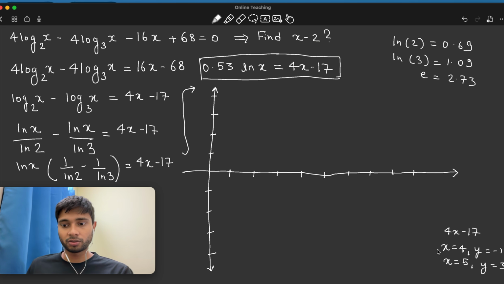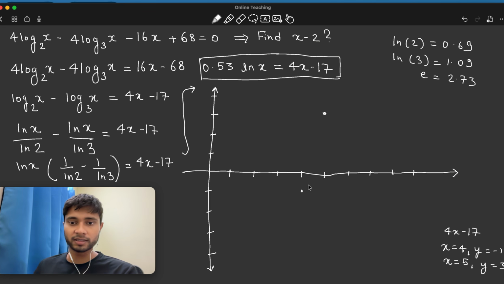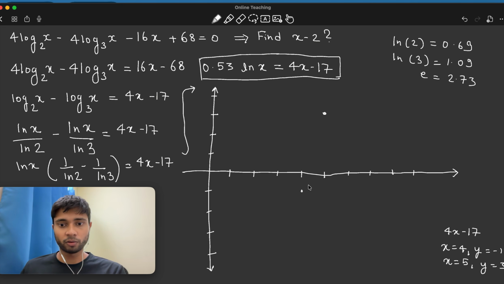Okay, cool. What we can do is at x equals 4, y is equal to 1. Sorry, y is equal to minus 1. So y is minus 1. This is one value. And at x equals 5, y is equal to 3. This is another value. Okay, and these two points are enough to draw a straight line. If we have 2 points, we can draw a straight line. Okay, so we can get the locus of 4x minus 17, which is nothing but this line.